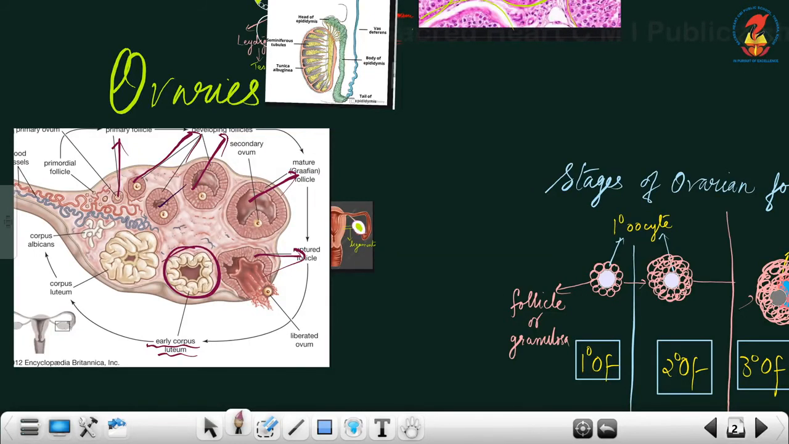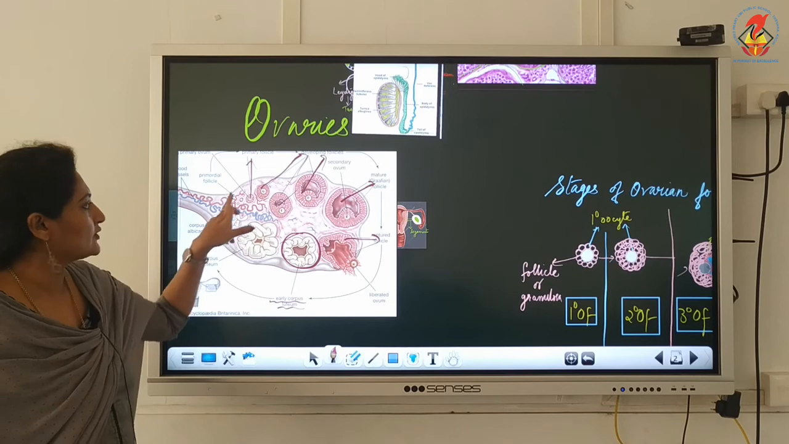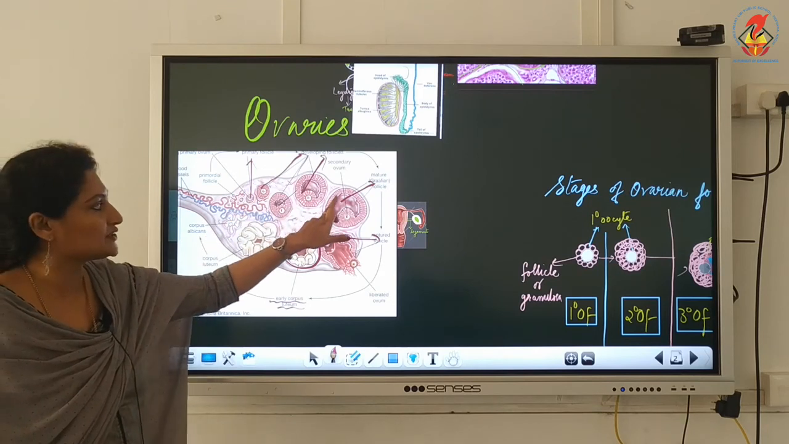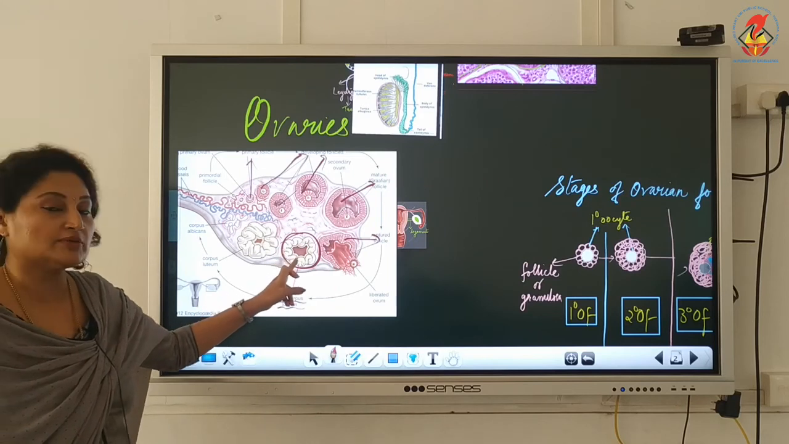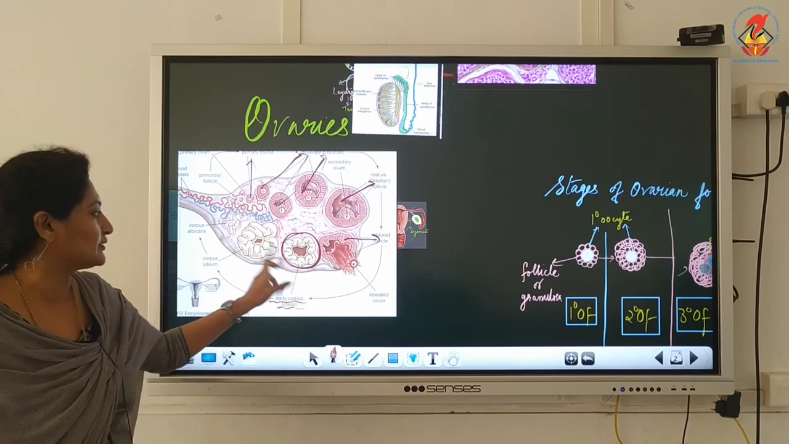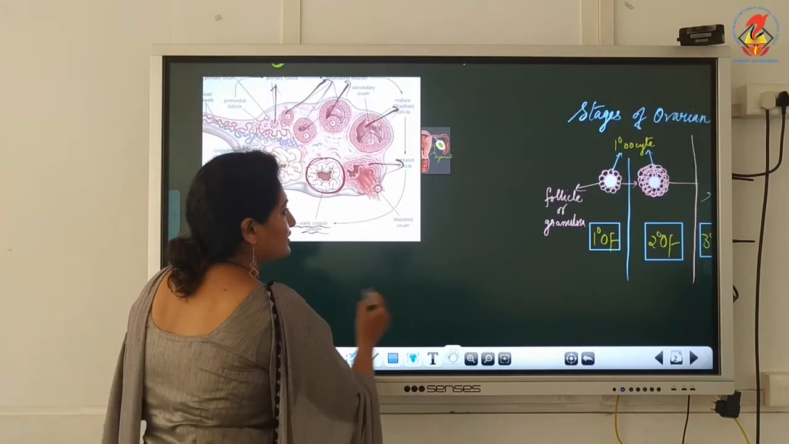See, it's yellowish in color, and very important, it has a function. You have to place it at the periphery, the different stages, that is in the cortex. Primary, secondary, tertiary, Graafian, ruptured Graafian follicle, empty Graafian follicle. What is empty Graafian follicle called? Corpus luteum.